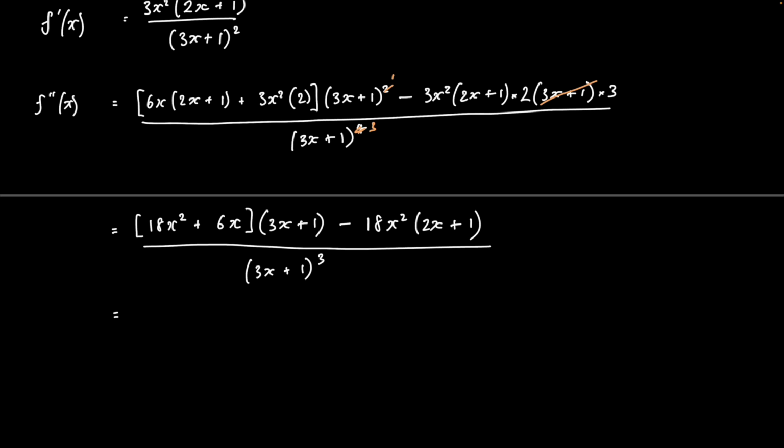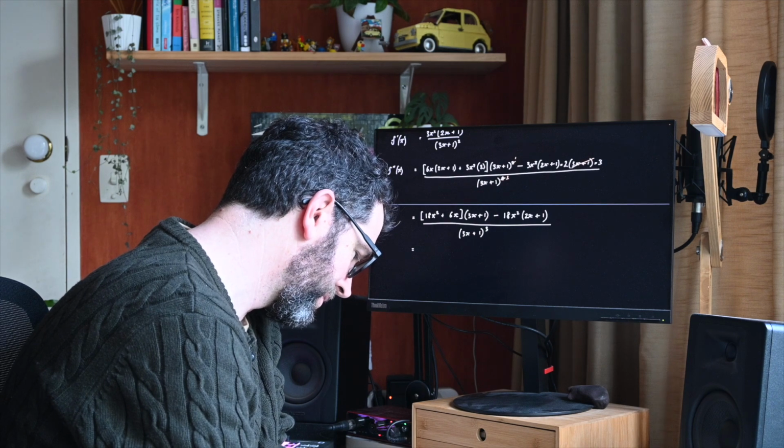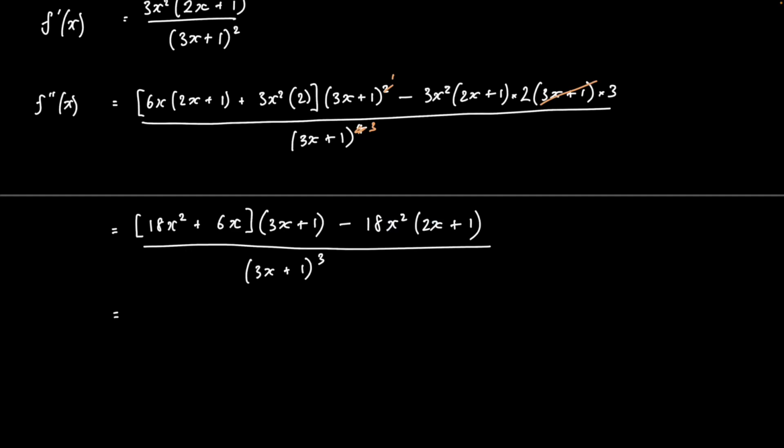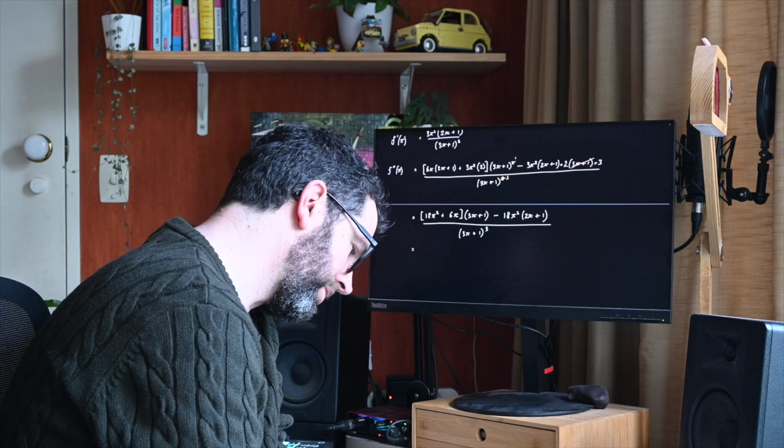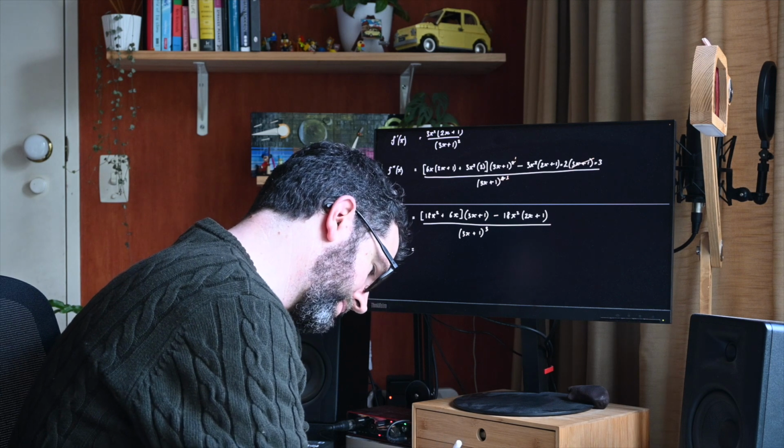Right, let's see what we've got now. Okay, I can see that we have, on the top, we've got 3 lots of 18x. Oh, this is a dog's breakfast, isn't it? We've got a common factor of 18, of 6.